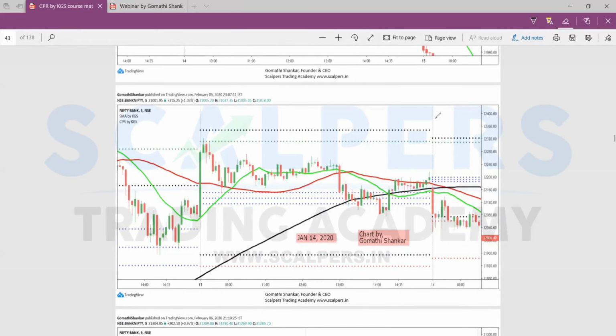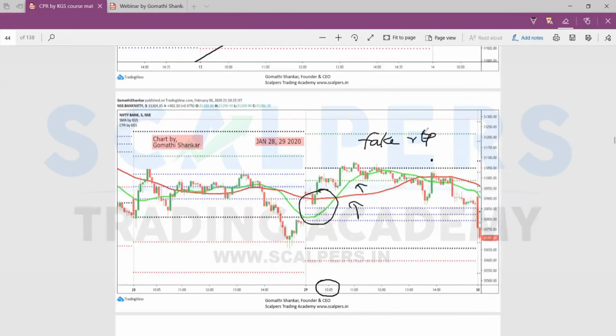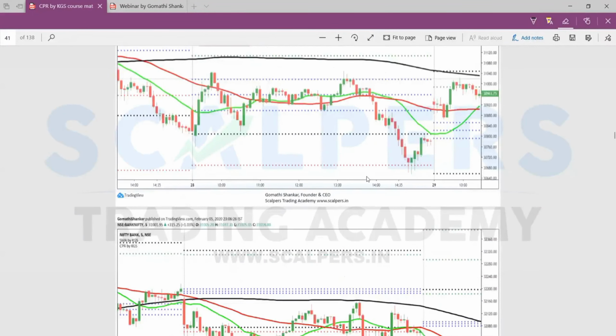What I told is that at 10 o'clock itself, RTP will be visible for you. When I give you the material, you can compare the charts and see. RTP will be forming exactly at 10 o'clock or before 10 o'clock. After 10 o'clock, if it is forming, it is a fake RTP. So this is how we identify a sideways market. Now you know how to identify a bullish market, a sideways market, and a bearish market.